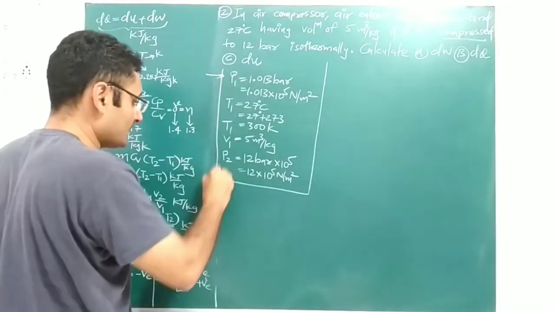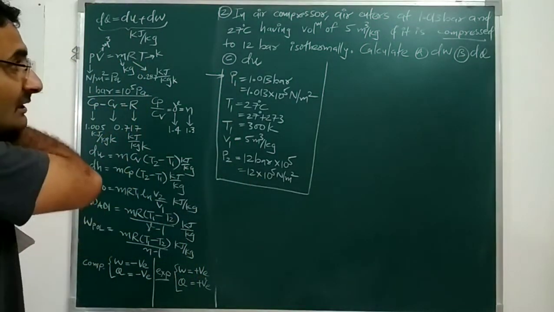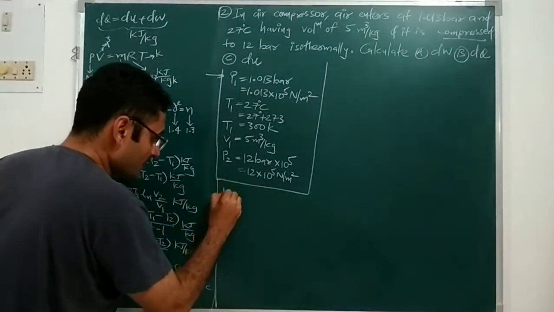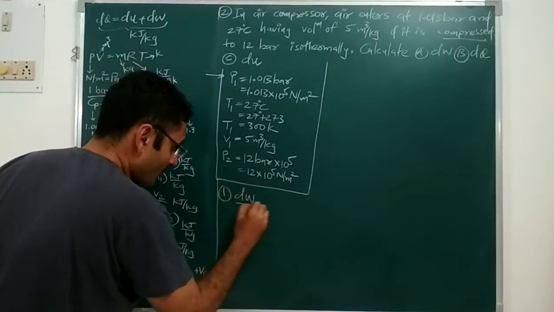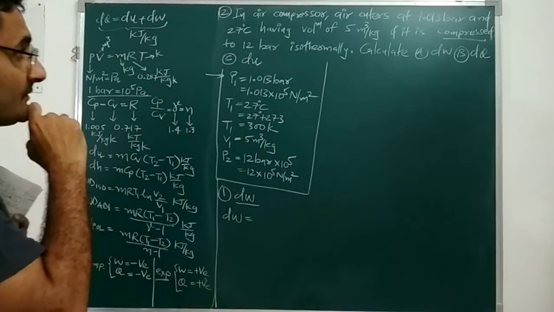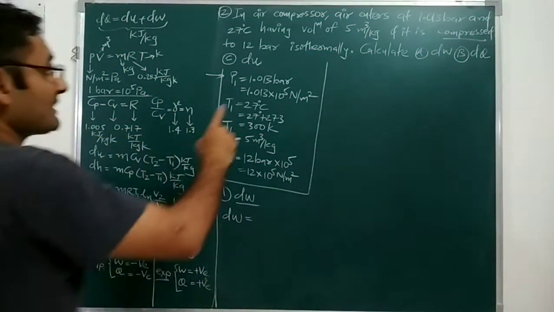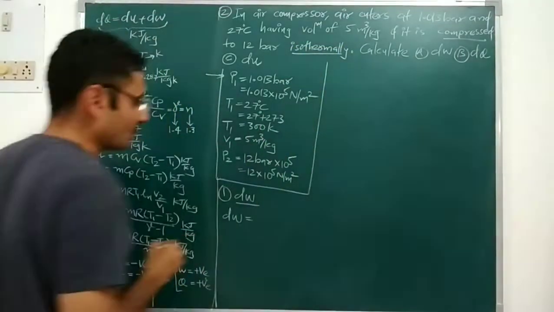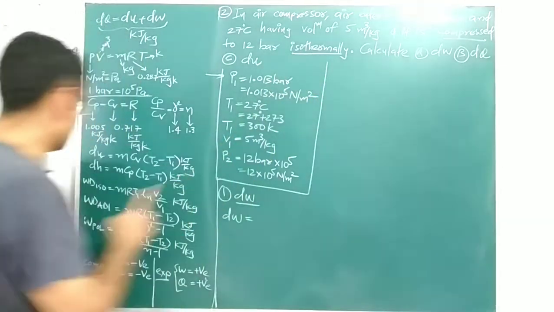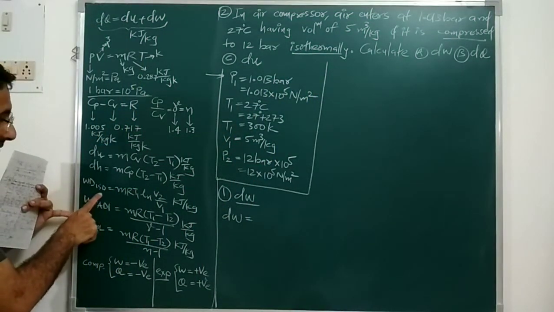So that is your given data. I will keep aside this given data. First of all, we will start with DW, work done. Now any process is given with you. That process, how it is compressed? It is compressed isothermally, and you have to find out the work done of the isothermal process. And work done for isothermal process is this.